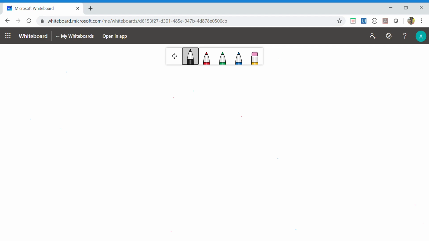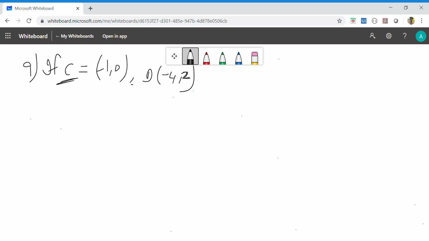Next, ninth question. If C is equal to minus 1 comma 0 and D is equal to minus 4 comma 2 are the points of trisection of the line segment AB. What is given? These are the points of trisection of line segment AB. C and D are the points of trisection of AB. And C coordinates are minus 1 comma 0 and minus 4 comma 2 are the D coordinates.